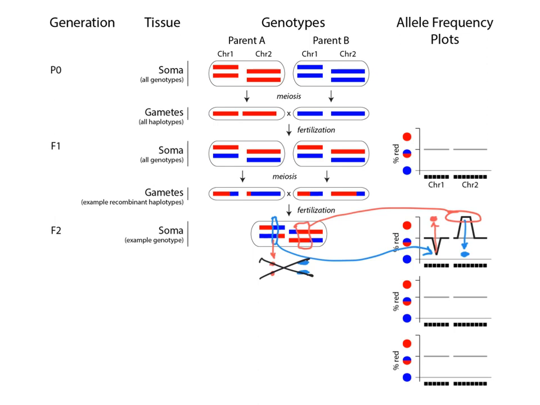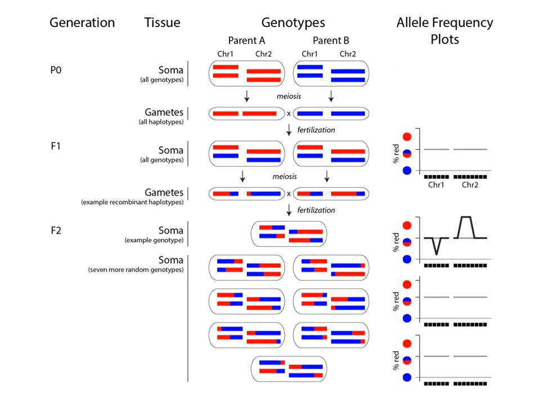And of course, again, this is why we have to look at multiple individuals, because one individual just doesn't provide enough data to get a good sense of whether or not this is a statistically significant bias from the expected value of 50%. So here now we have 8 individuals. I've added, as it says here, 7 more random genotypes.